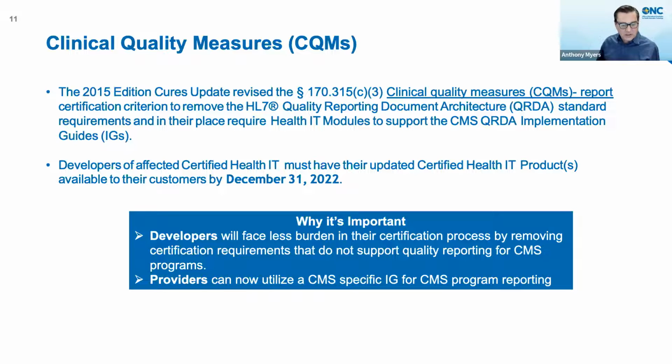All right, clinical quality measures. The revised C3 criteria removes HL7 quality reporting document architecture standards requirements, and it replaces it with the health IT modules to support the CMS QRDA implementation guides. So for this particular criteria, developers of affected certified health IT must have their updated certified health IT products available to their customers by December 31st.